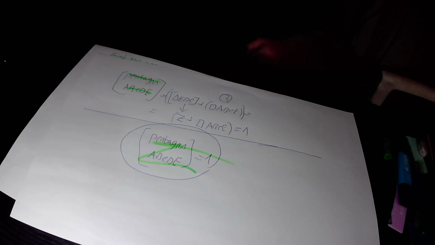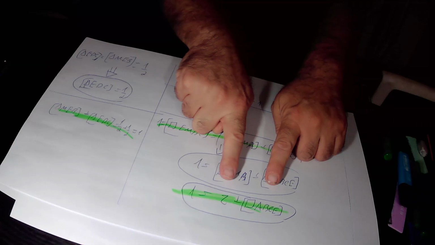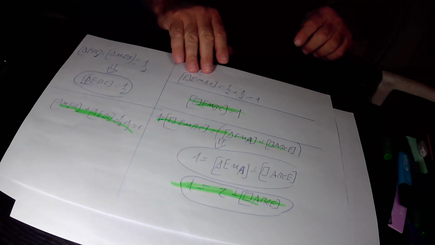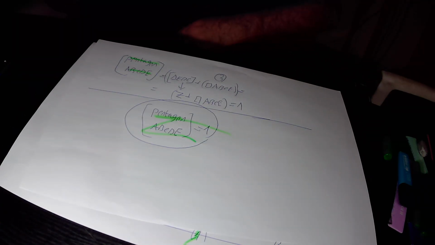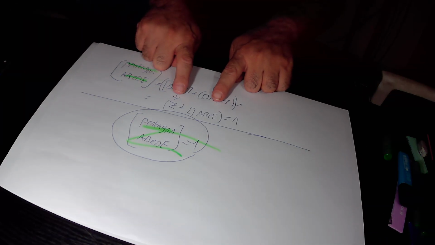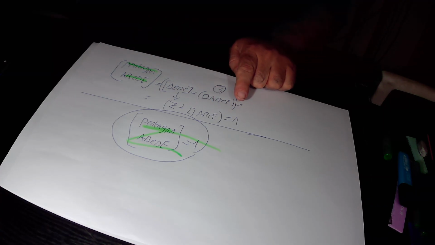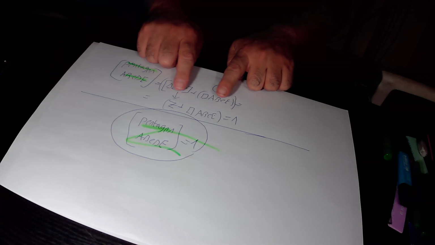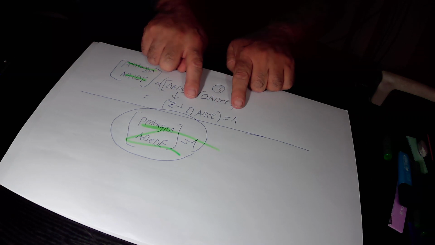But we found out that Z plus the area of quadrilateral ABCE equals 1. So you can copy this equation here. Z plus the area of quadrilateral ABCE equals 1. I copied the equation here from the previous page.